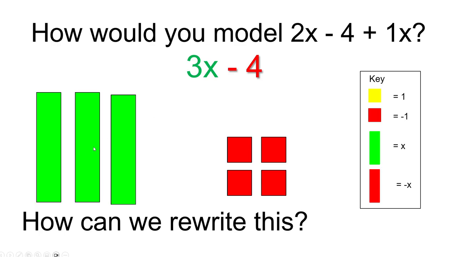What I cannot do is combine 3 with negative 4 and say, hey, there's negative 1 or negative 1x. No, that would not be true because these are not alike. They are different. I cannot combine them. I have 3 of one type and 4 of another type. So 3x minus 4 is as simplified as this expression can get.